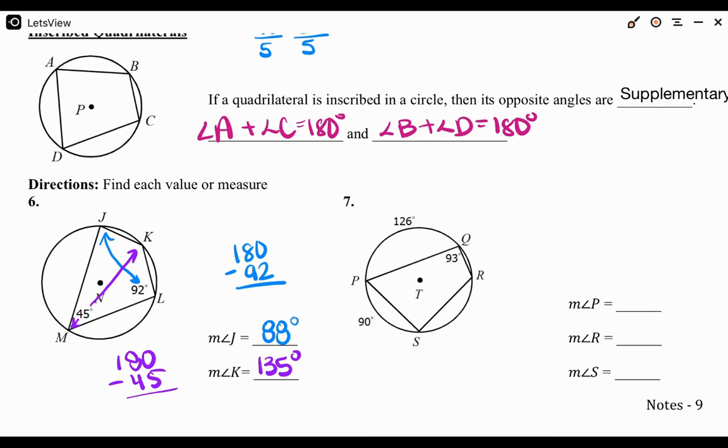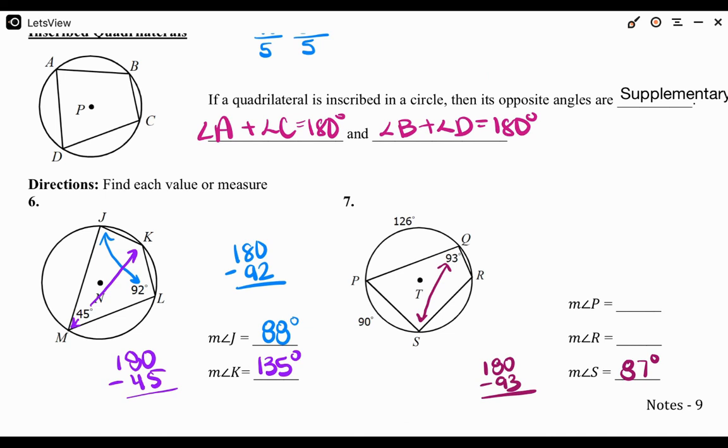Number 7, right away we know we have Q is given to us, and Q and S are opposite angles. So we can find S, that's 180 minus 93. So angle S is 87 degrees.